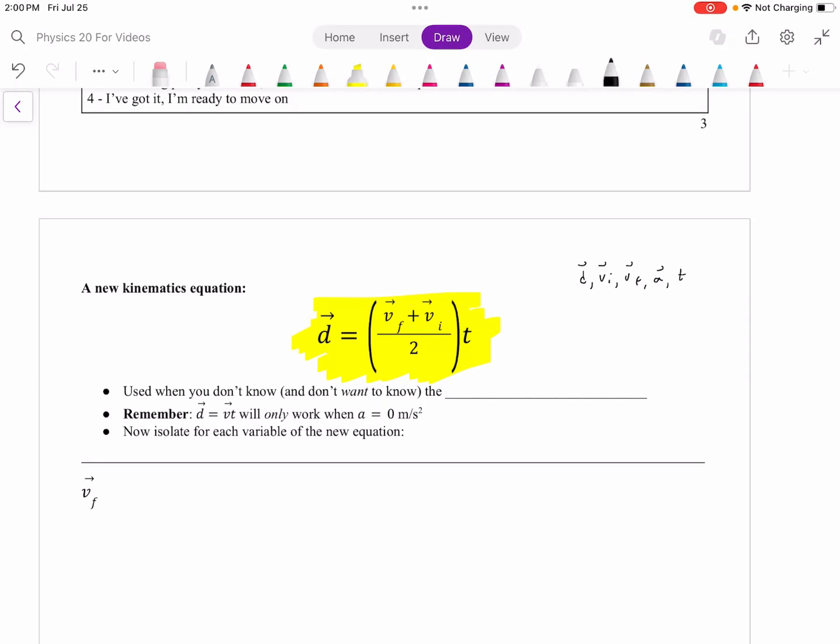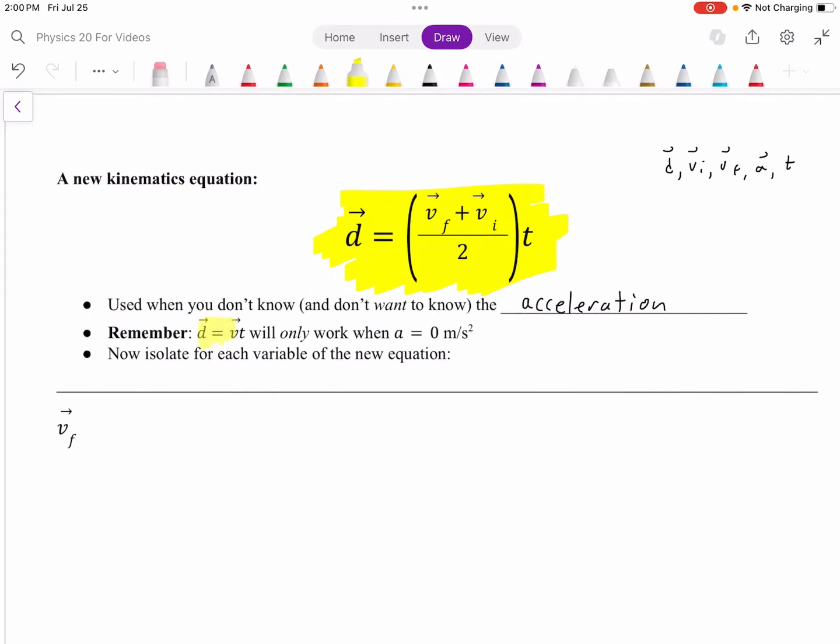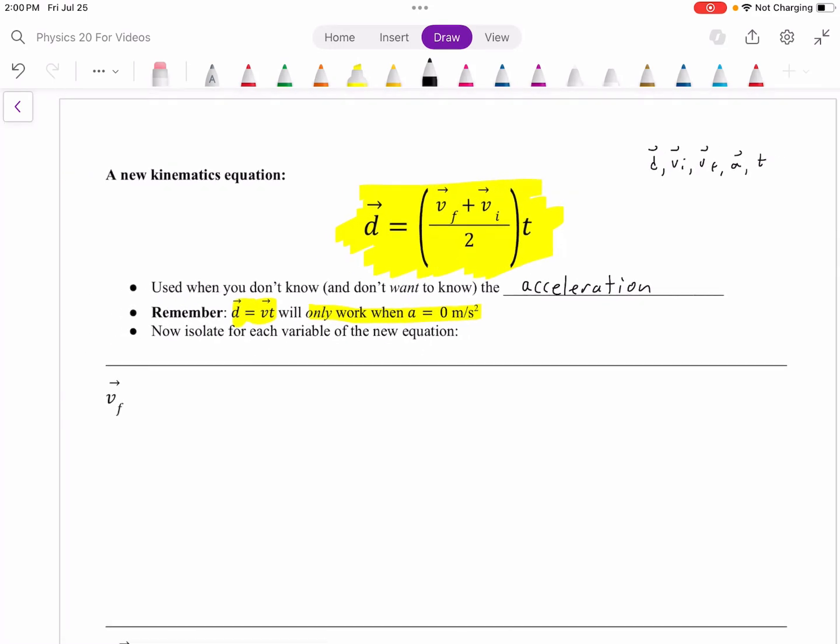Again, they're all useful when there's one variable you don't know or don't want to know. There are 5 variables, so that gives us 5 equations. This one is useful when you don't know and you don't want to know the acceleration, because acceleration doesn't appear, so that's a good thing if you don't know it. But it also won't help you find it if that is what you wanted to find. Just a reminder here, V equals D over T or D equals VT only works when the acceleration is 0. So whenever we have non-uniform motion, we need to be thinking about these 5 kinematics equations, not V equals D over T.